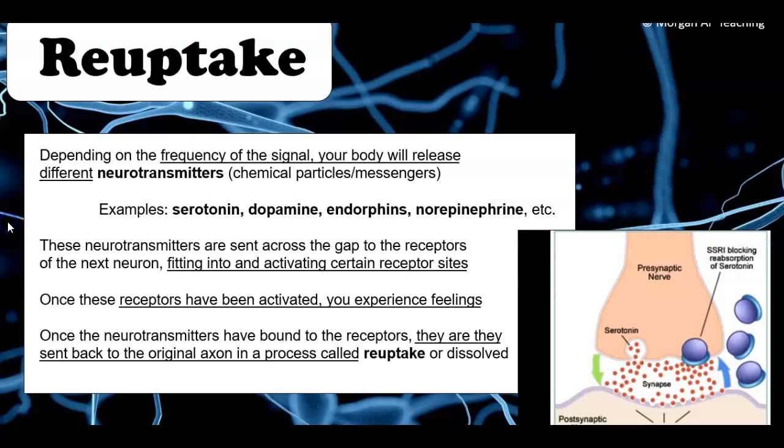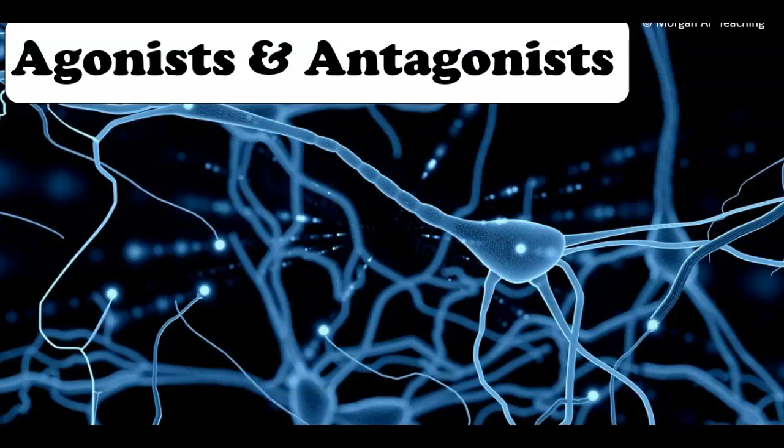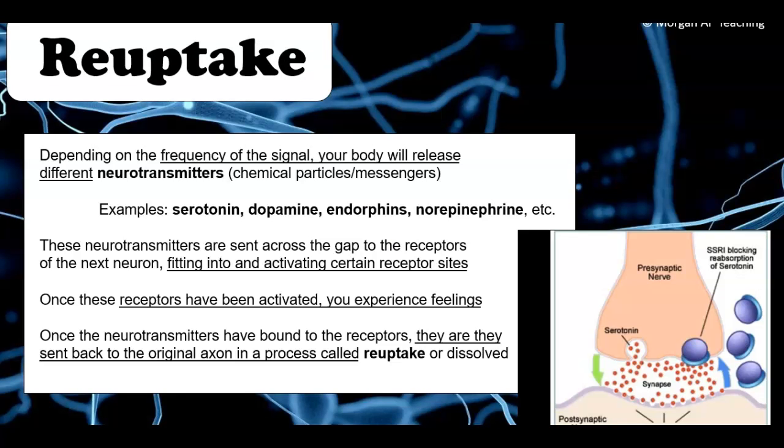So reuptake. Just kidding. Reuptake. So depending on the frequency of the signal, your body will release different neurotransmitters, those chemical particles and messengers like serotonin, dopamine, endorphins. So these neurotransmitters are sent across the gap to the receptors of the next neuron, fitting into and activating certain receptor sites. So once the receptor has been activated, you experience feelings.